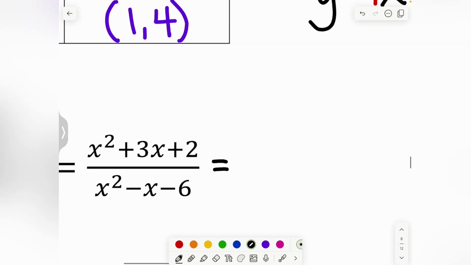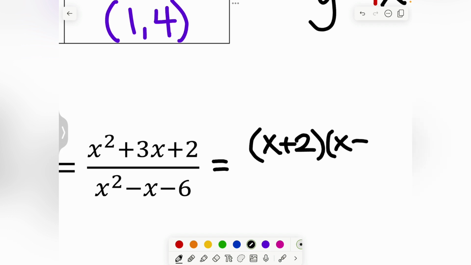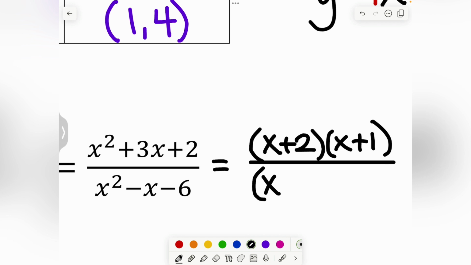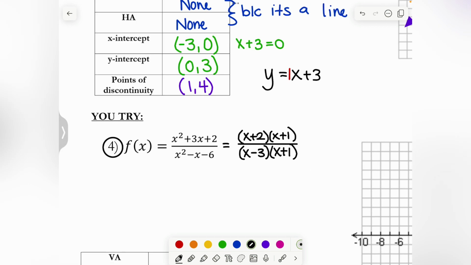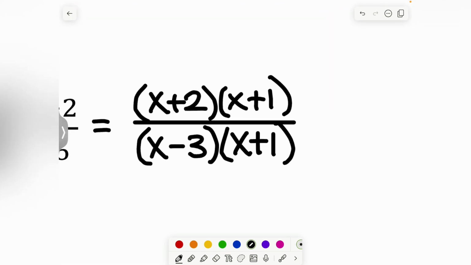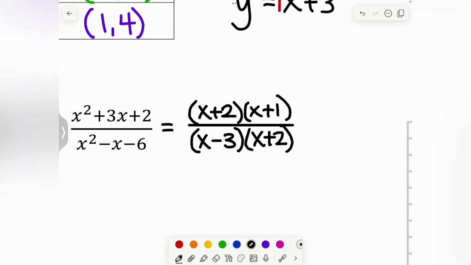Here it is. Top factors to x plus 2, x plus 1. All right, bottom factors: x minus 3, x plus 2. Something, I wrote x plus 1. I knew something looked weird. Okay, sorry, it is x plus 2. That's what it factors to. My bad. All right, so something does cancel, and it's the x plus 2's.